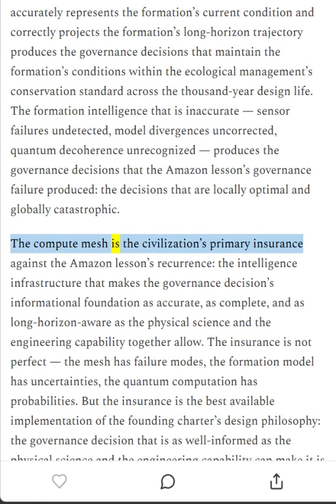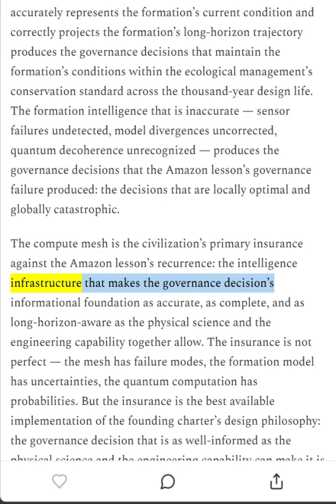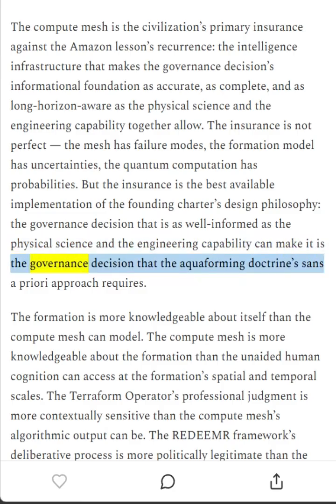The compute mesh is the civilization's primary insurance against the Amazon lessons recurrence, the intelligence infrastructure that makes the governance decisions' informational foundation as accurate, as complete, and as long-horizon aware as the physical science and the engineering capability together allow. The insurance is not perfect. The mesh has failure modes, the formation model has uncertainties, the quantum computation has probabilities. But the insurance is the best available implementation of the founding charter's design philosophy, the governance decision that is as well informed as the physical science and the engineering capability can make it is the governance decision that the aquaforming doctrine sans a priori approach requires.